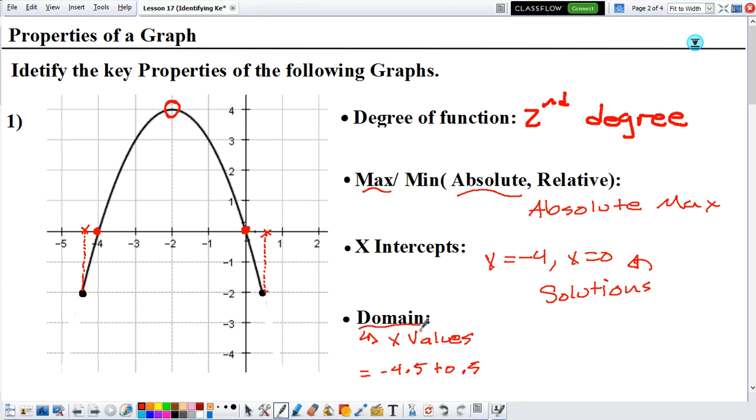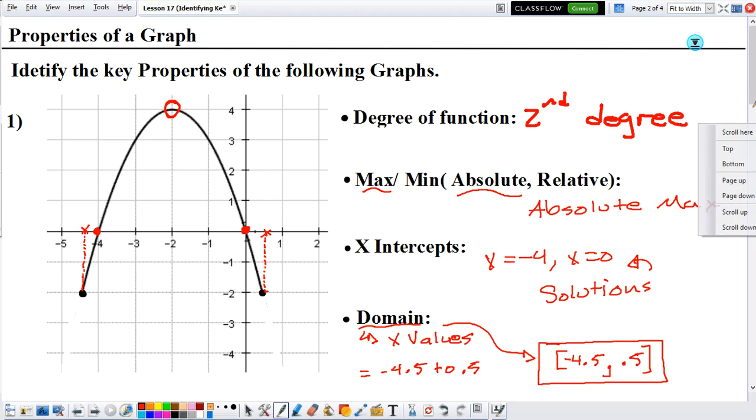This is one way for you to think about domain, but we're going to be using set notation. So in order for you to write domain, we're going to use a closed bracket, from -4.5, comma, to 0.5. This is a notation that we'll be using for domain, where a square bracket means that we're going to be using that point. We're going to use the next example to see when we use the open bracket.